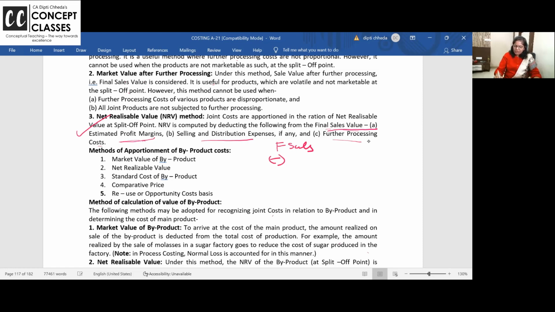In fact, you all should write: minus further processing cost, if given. Minus profit, if given. What do you get? Further processing cost, selling and distribution expense and all. You get NRV of A, B, C. In this NRV ratio, you apportion the joint cost and then you can complete the problem.